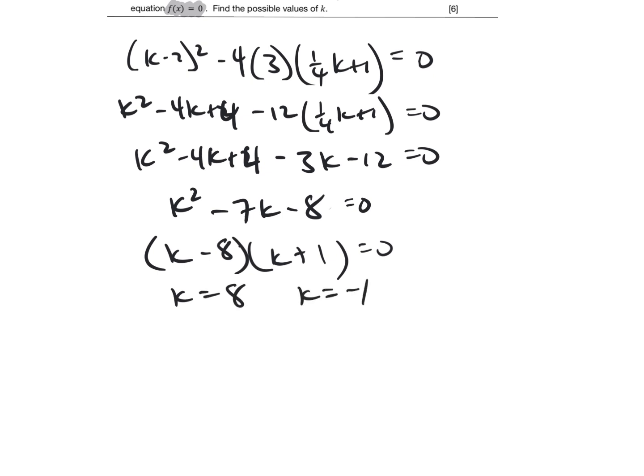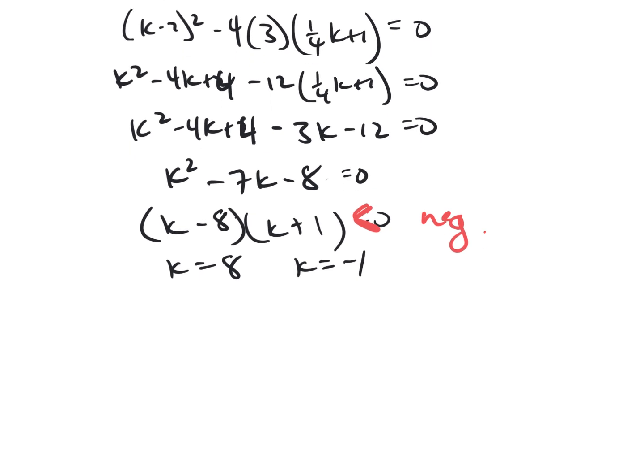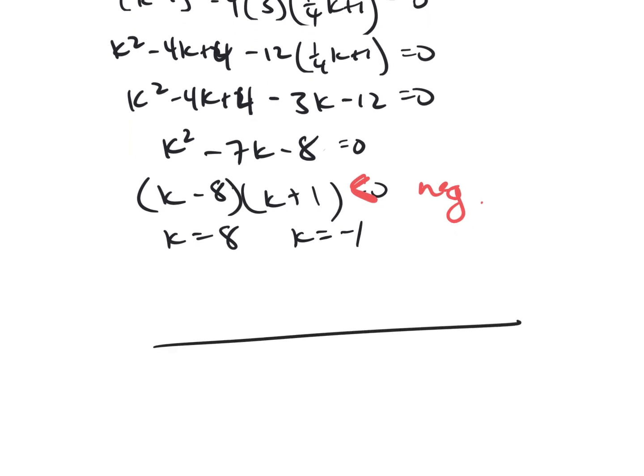Now recall, I actually am trying to solve the scenario where it is less than 0, so negative values. To do this, I refer to a number line. Here's negative 1, here's 0, and here is 8. And I'm going to consider the three regions.